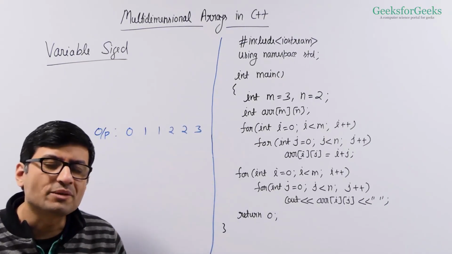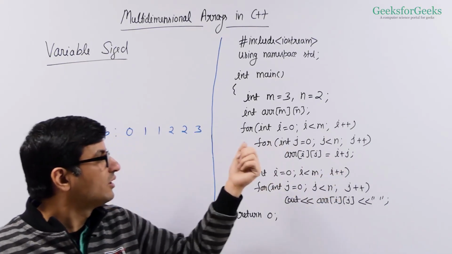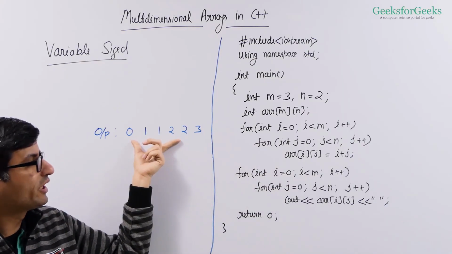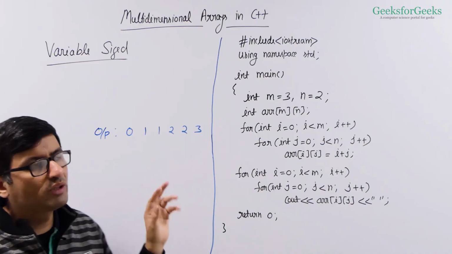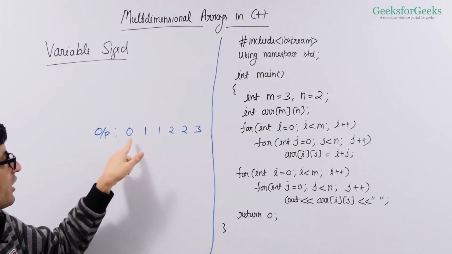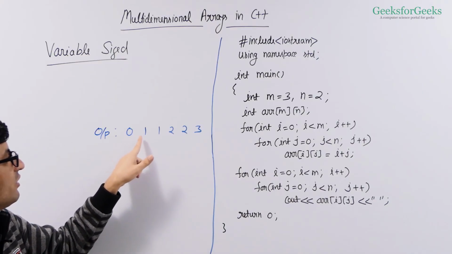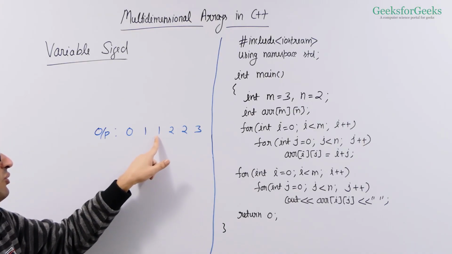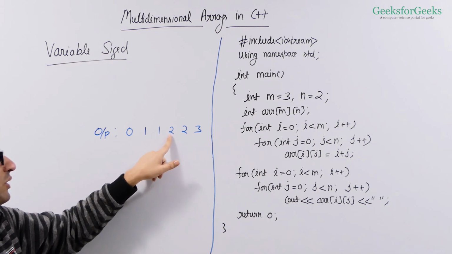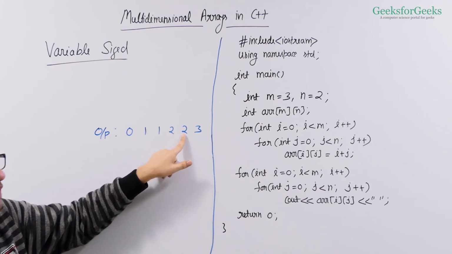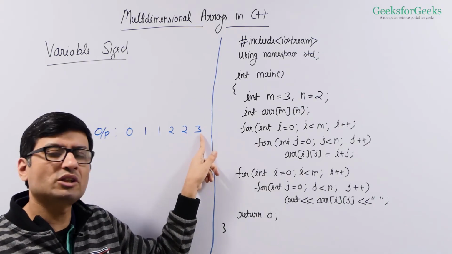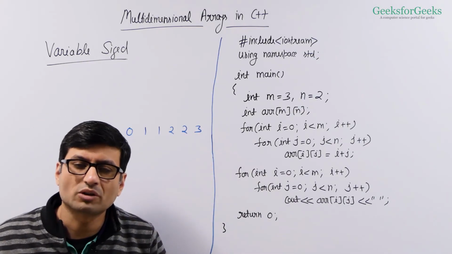So we are assigning i plus j to every element. We have 3 rows and 2 columns, so there will be 6 elements in the 2D array. The first row will have the elements 0, 1: for i equal to 0, we'll have j equal to 0 and 1. And the second row will have 1, 2: for i equal to 1, we'll have j equal to 0, 1, so 1 plus 0 is 1, 1 plus 1 is 2. And then for the third row, i will be 2. So 2 plus 0 is 2, 2 plus 1 is 3. That's what the output of this program is.